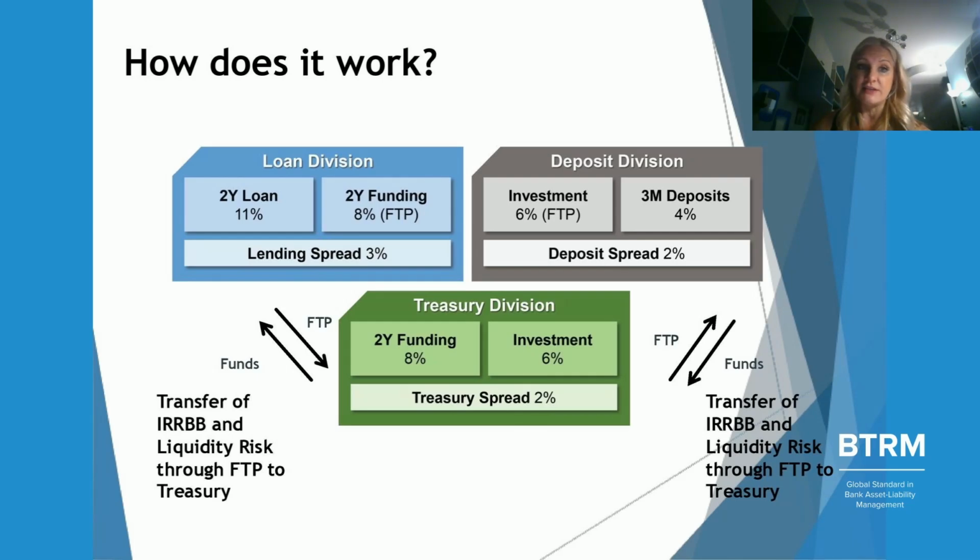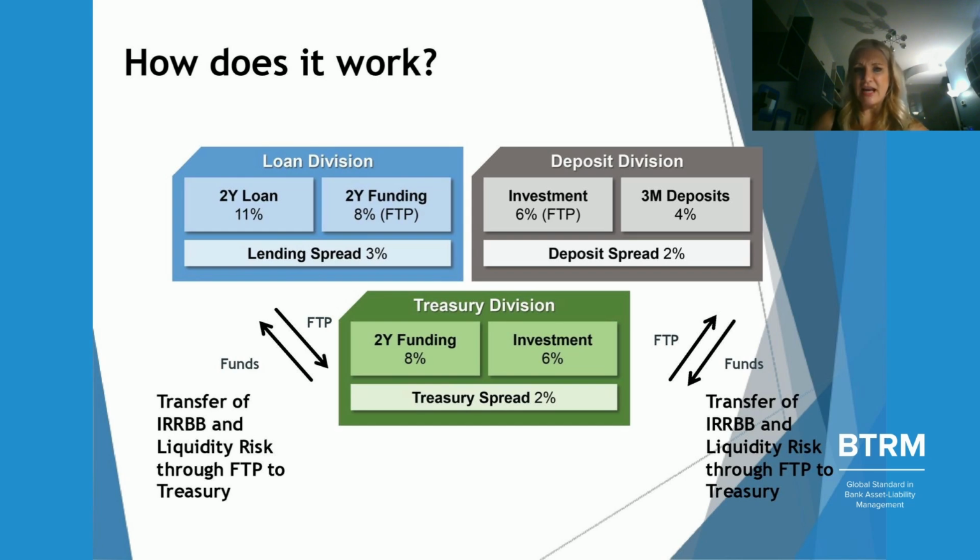And the asset side is the difference between the all-in rate on the loan and the FTP, which they are paying for funding, for 2 years funding. So 11 minus 8, you have 3%. Okay, that's fine. You don't have any risk on the business unit level. So the risk has been transferred from the business unit through FTP to the central unit to be managed.